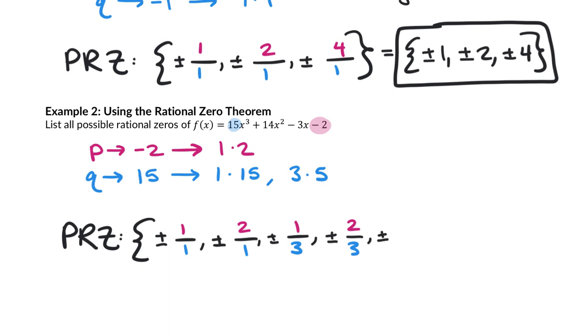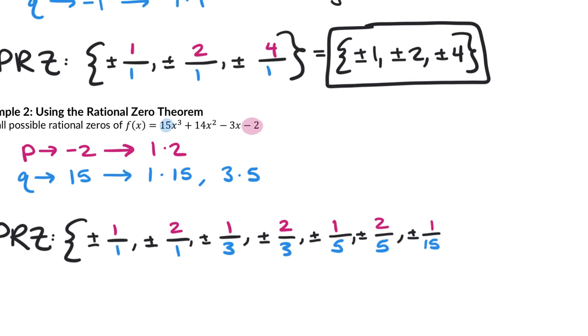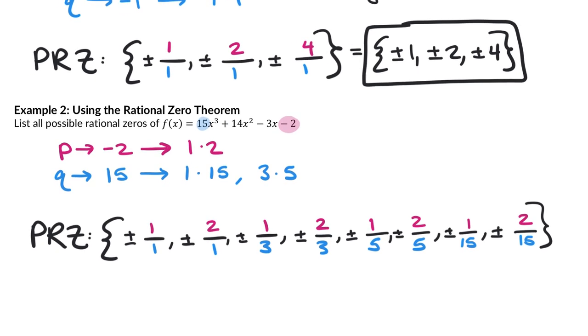What's the next smallest denominator I need to use? 5. So this time these are going to be over 5. So it's going to be 1 over 5 and plus or minus 2 over 5. We got one more denominator to use, which means I'd have plus or minus 1 over 15 and plus or minus 2 over 15. So it's a combination of all of the possible factors of P divided by all of the possible factors of Q.